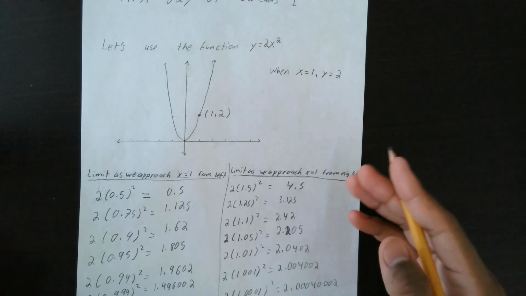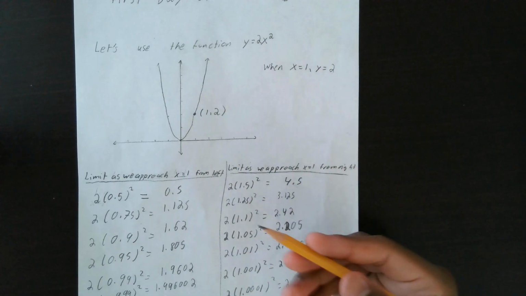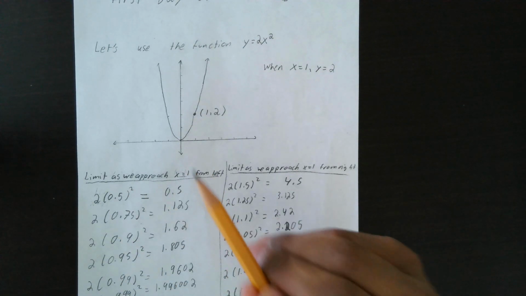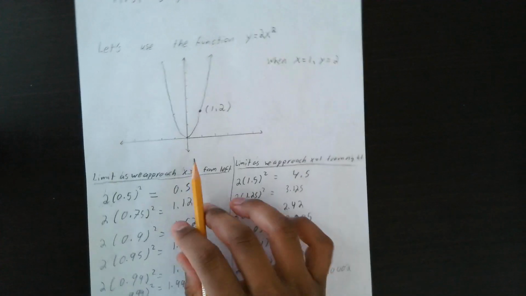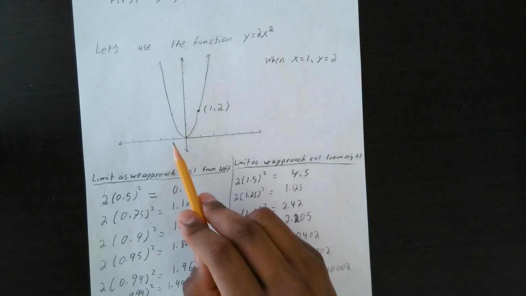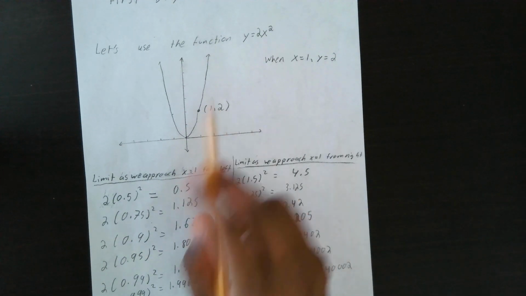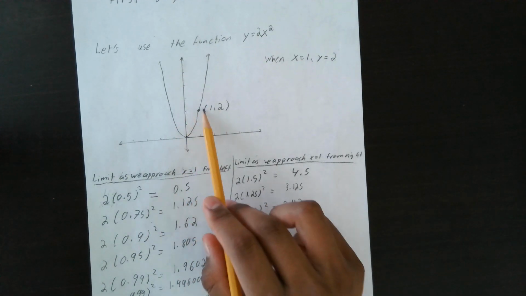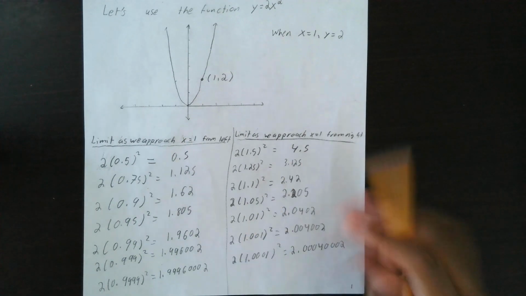However, we're not really interested in what happens at that particular point. We're interested in what happens as we get closer and closer to x equals 1. So let's just plug in some values that are to the left of x equals 1. As we get closer and closer to x equals 1, let's see how the y values are.